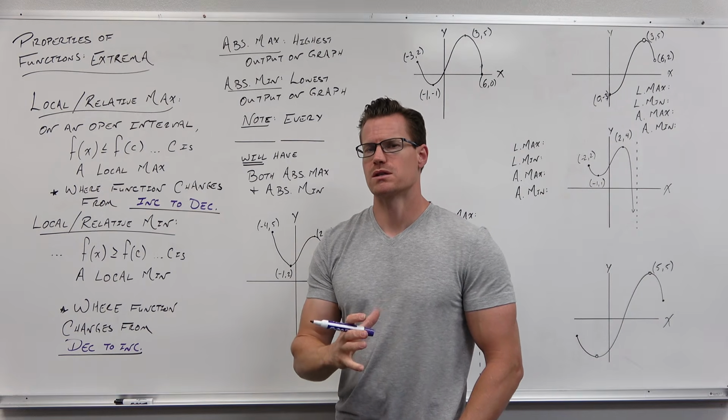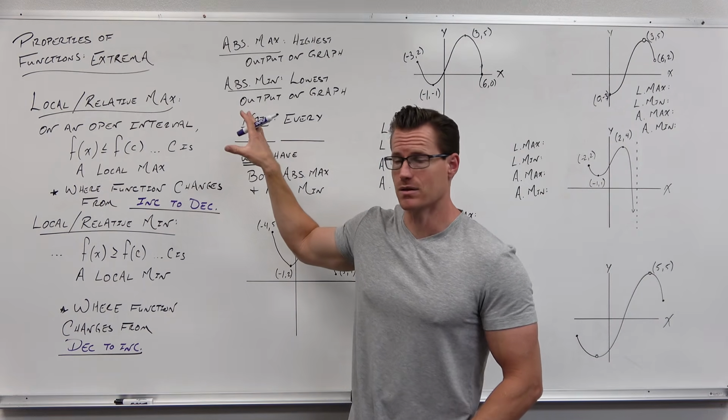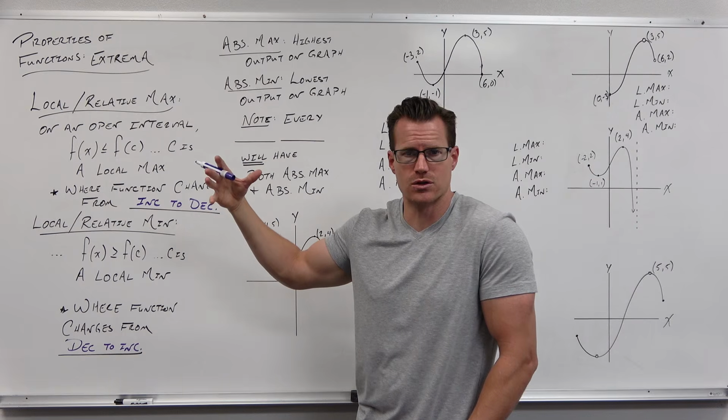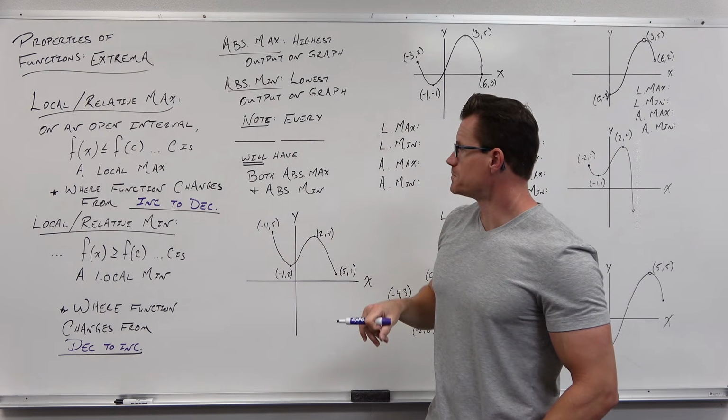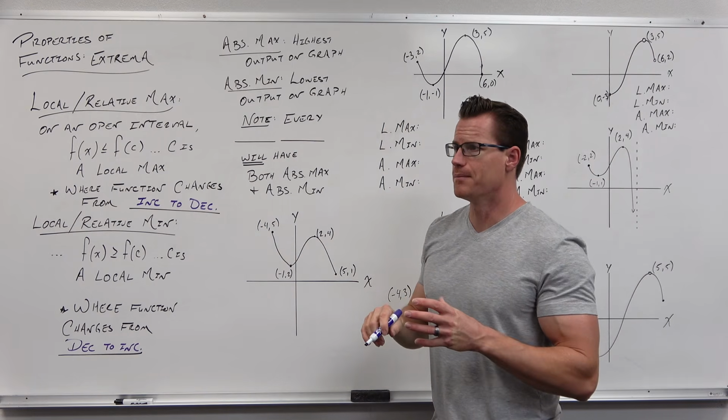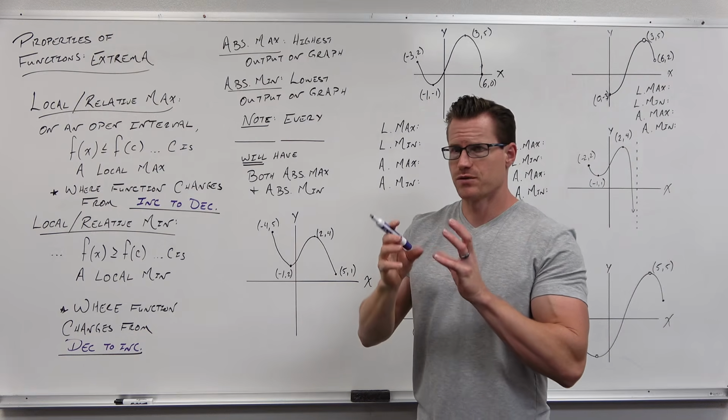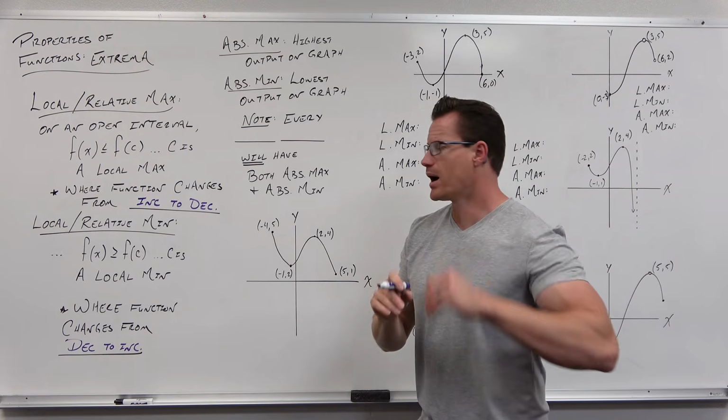So a few things to note. You don't have to get these either. They could be non-existent on your graphs, but where they occur, you're going to get this actual physical point that you do not attain a value higher than.